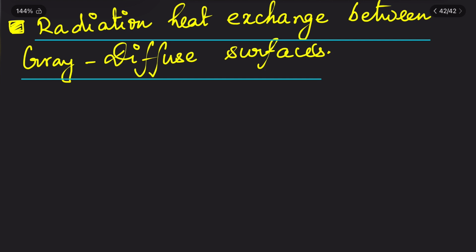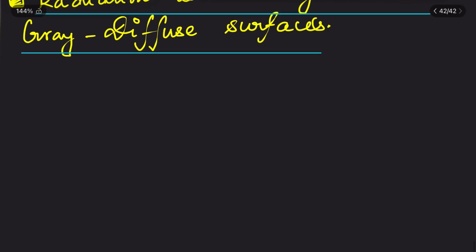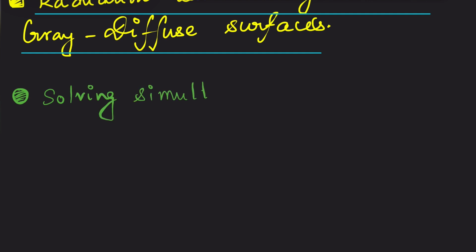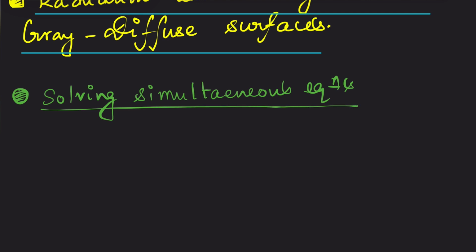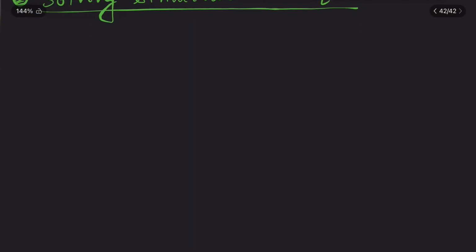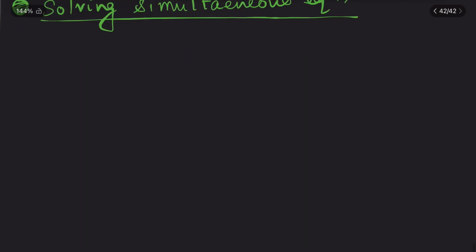Gray diffuse surfaces. So there are various methods. The first method that we will be studying is solving simultaneous equations. So first understand the problem. We will have an enclosure. Not in all the problems will we have an enclosure.